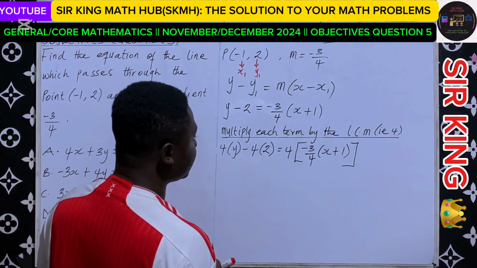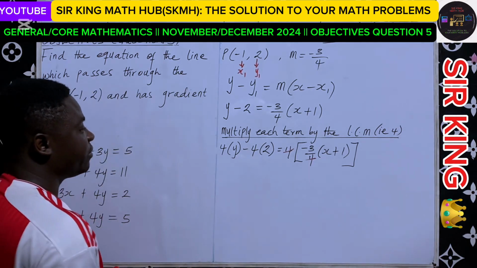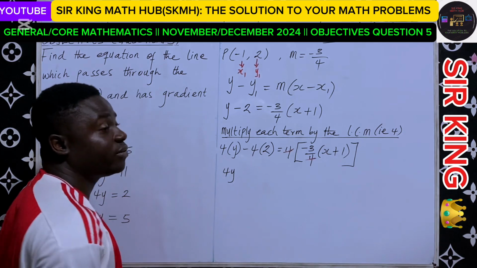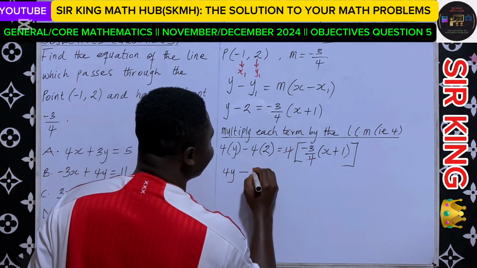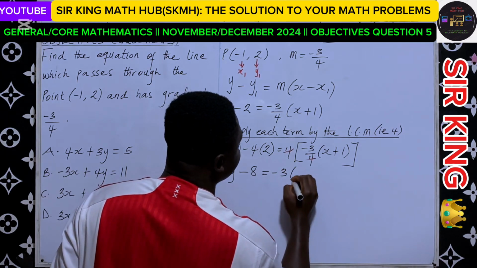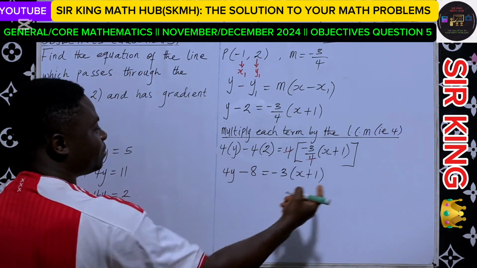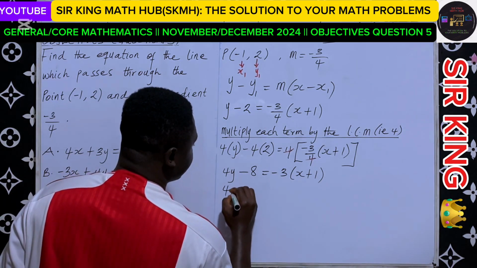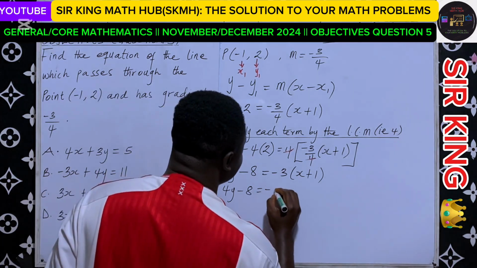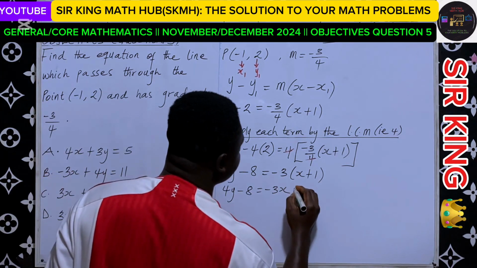So what happens? We see that the 4 will cancel out. So let's simplify. 4 multiplied by y, that is 4y, minus 4 multiplied by 2, gives -8. Then we have -3 multiplying the expression x plus 1. So we can expand the brackets. So -3 multiplied by x, that is -3x. Then -3 multiplied by 1 gives -3.